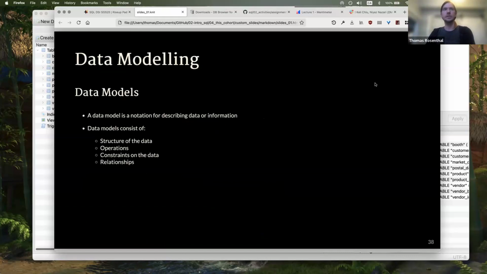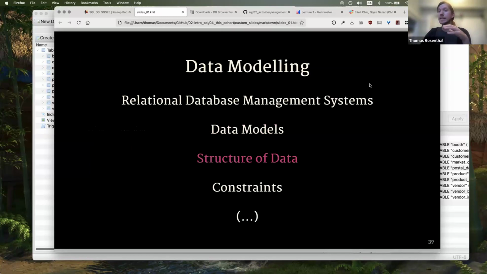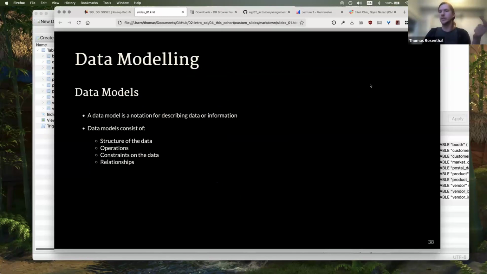Let's talk here about our data models. A data model you can think of as a notation for describing data or information as it's being stored. A data model consists of the structure of the data, the operations which you can perform on the data, constraints that exist on that data, and the relationships between the different objects of data. We'll get into each one of those: structure, operations, constraints, and relationships.